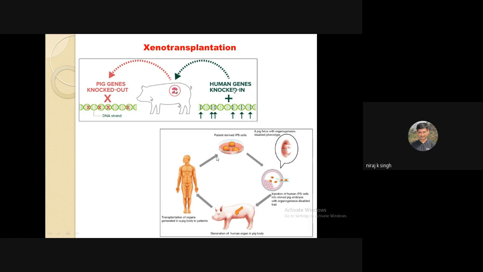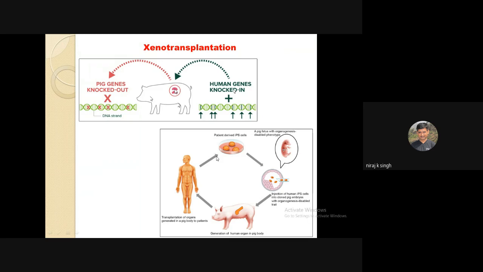What is MHC? I have already told you: graft rejection. Graft rejection means the organ is rejected by the individual due to immunological rejection.